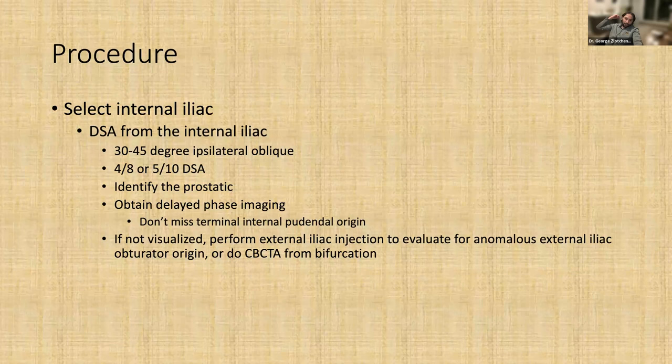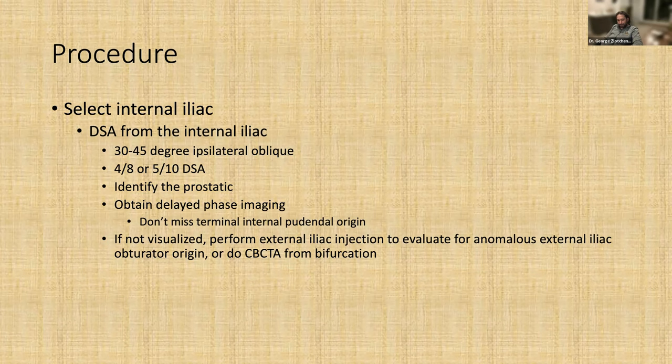So we mentioned DSA from the internal iliac artery, steep oblique, at least 30 degrees. You want to do 4 for 8 or 5 for 10 DSA. You don't want to have too much contrast. You don't have that much tissue in that region. If your rate's too high, you're going to have reflux into your external iliac artery, which can make your DSA a little more challenging to interpret.